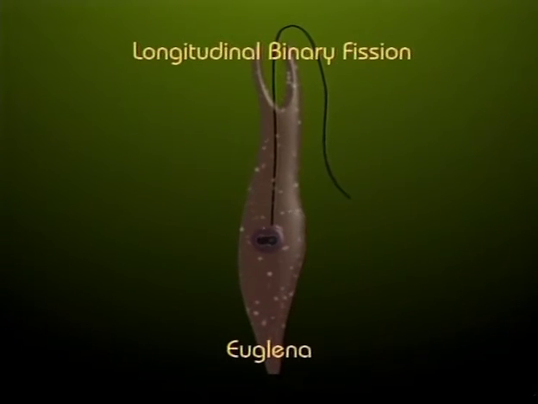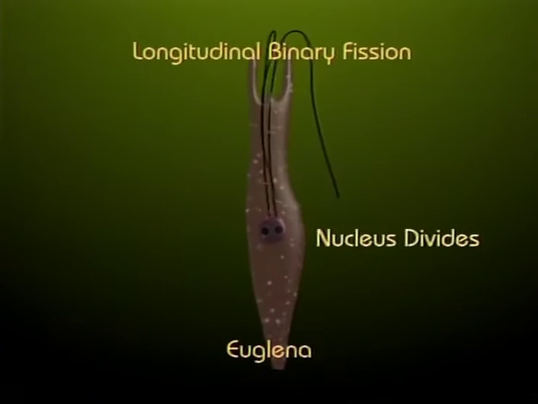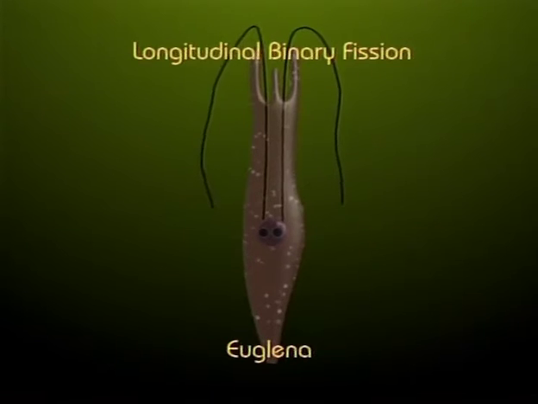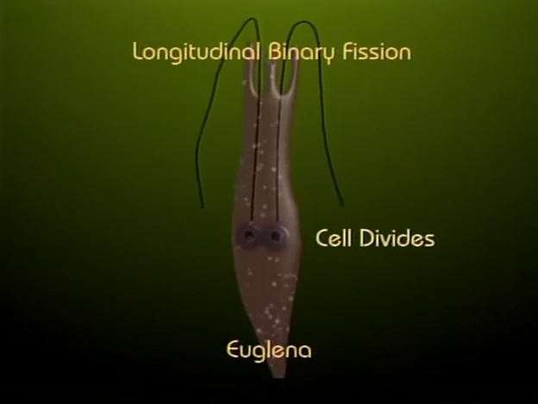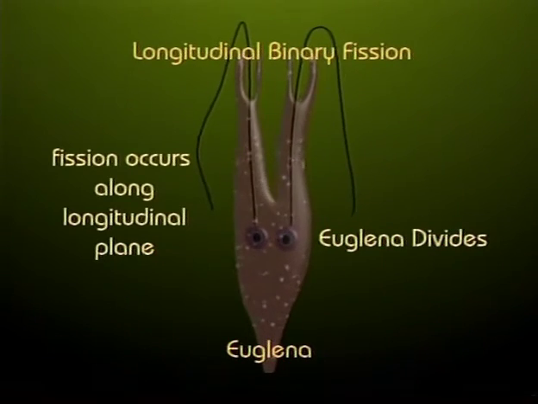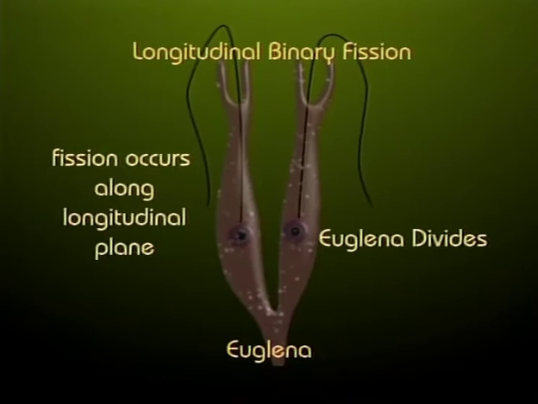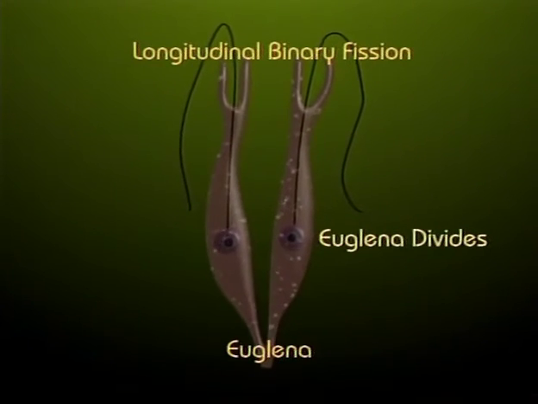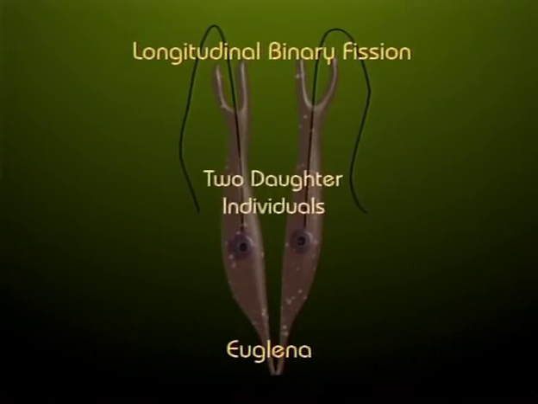Longitudinal binary fission is shown by Euglena and Leishmania. Let us see how Euglena divides. When binary fission occurs along a longitudinal plane, 2 similar daughter individuals are formed. This process is called longitudinal binary fission.